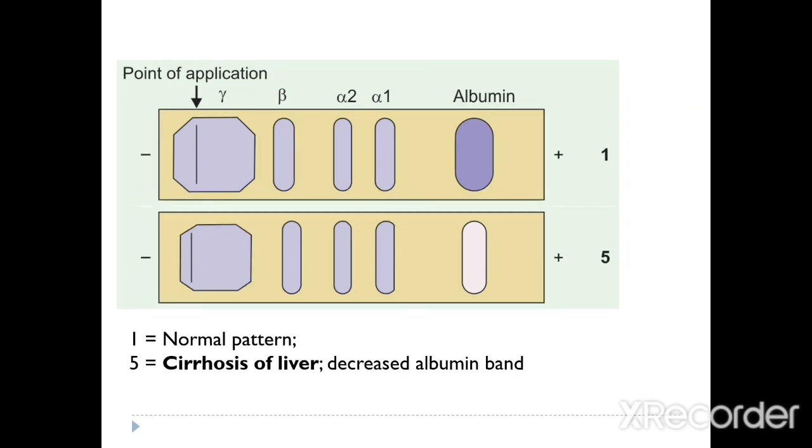Fourth one is cirrhosis of liver. In cirrhosis of liver, albumin synthesis will be decreased. So the albumin band will be decreased. Since the albumin synthesis is decreased, there will be a compensatory excess synthesis of globulins by the reticuloendothelial system. So the albumin band will be thin with a wide beta fraction. So here the albumin band will be thin and the beta fraction will be increased.